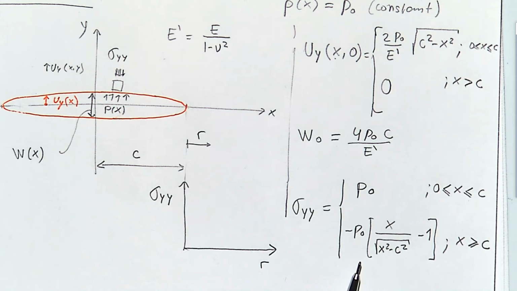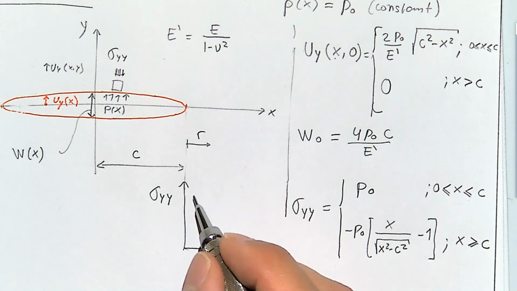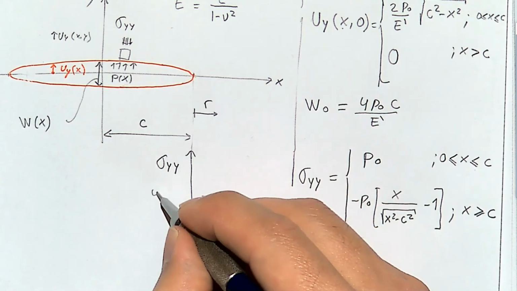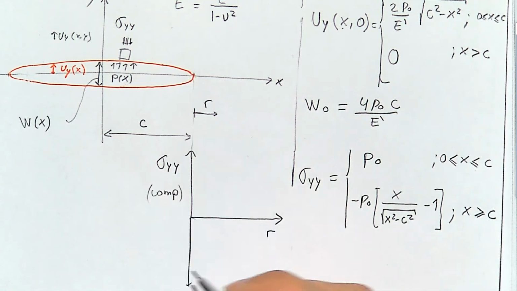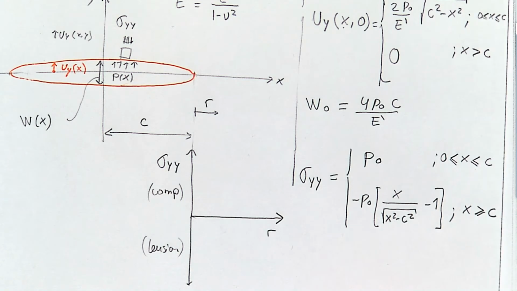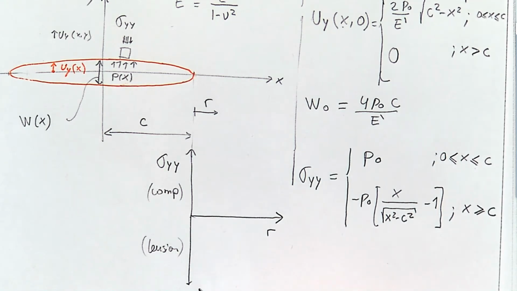We cannot divide by 0. And in the limit, this is going to approach infinity. And since we have a negative term here, this is going to be negative infinity, which means that at this place, we're going to have a tension, and it's going to tend to infinity. So let me, if this is compression positive, let's follow this convention, and this is tension, sigma yy is going to tend to infinity.